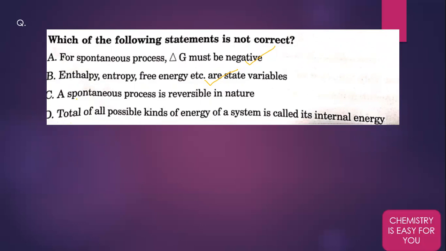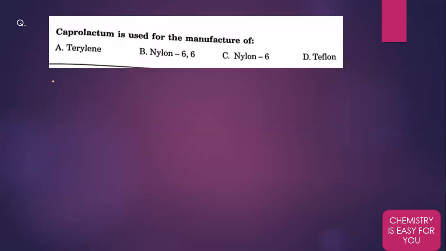But C, spontaneous process is reversible in nature. This is incorrect. So our answer would be option C. This is our answer because a spontaneous process is irreversible in nature. So the total of all possible kinds of energy of a system is called the internal energy. That's also true. So the statement which is not correct is that the spontaneous process is reversible in nature. I hope you have understood this.